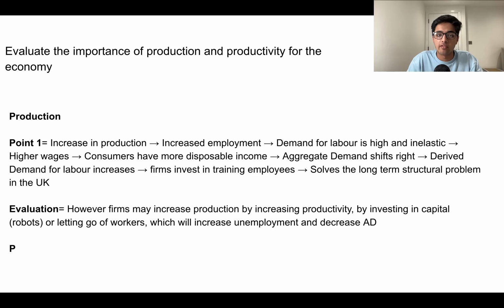The point 1 which I have made, an increase in production leads to increased employment. Therefore, demand for labour will increase and be inelastic because they want to make this more production. This will lead to higher wages. Therefore, consumers will have higher disposable income. Aggregate demand will shift right. Thus, derived demand for labour will increase again. Firms will then invest in training employees to increase productivity at the same time. This solves a long-term structural problem in the UK of low-skilled employees.